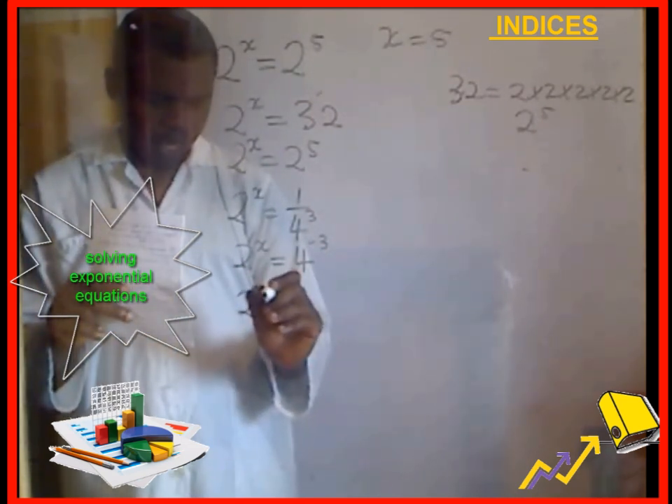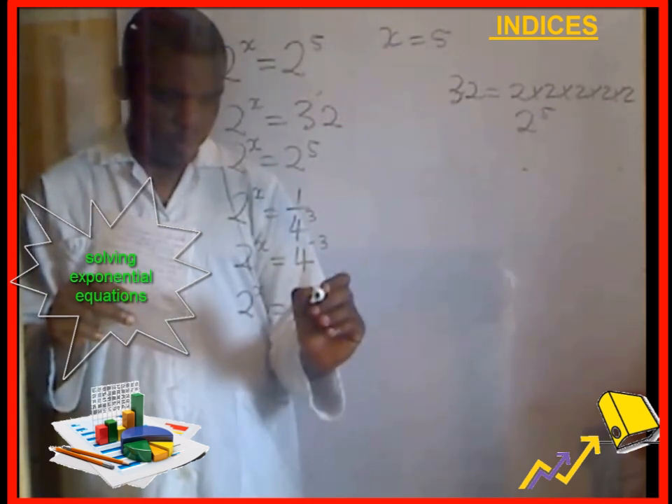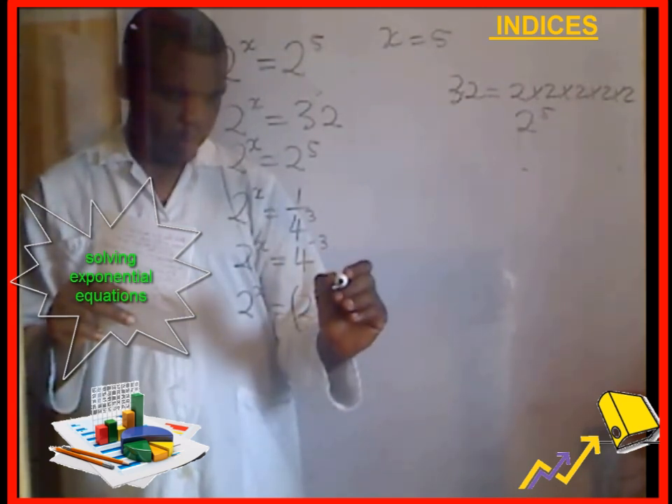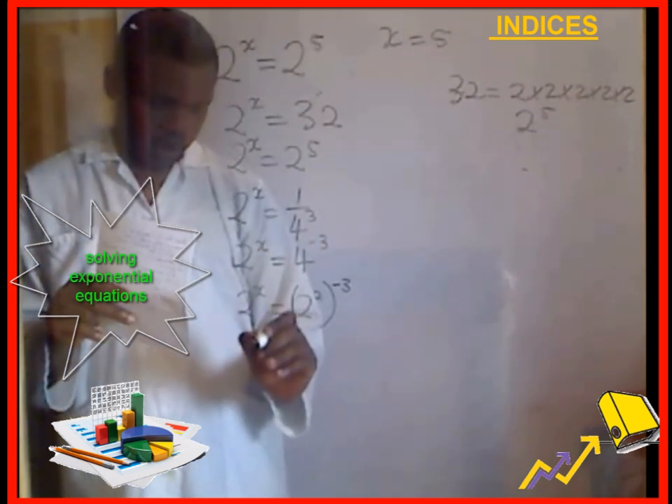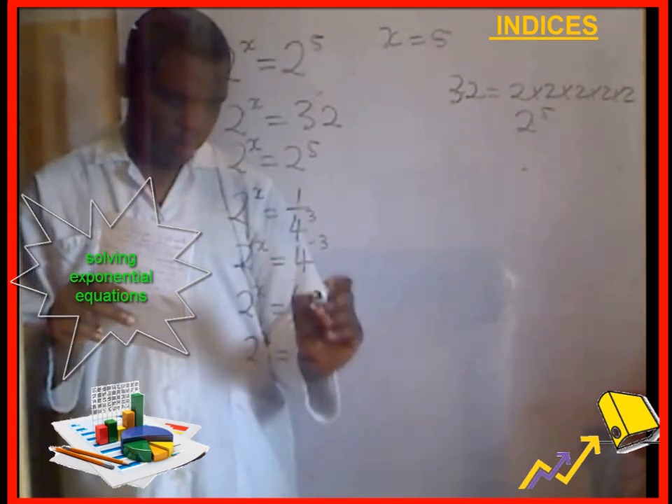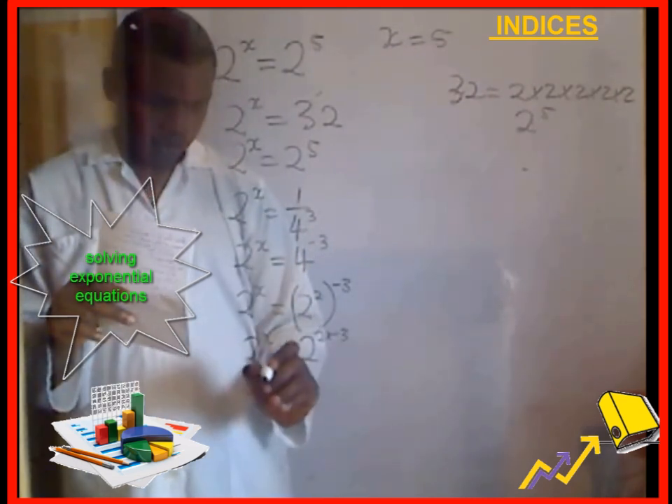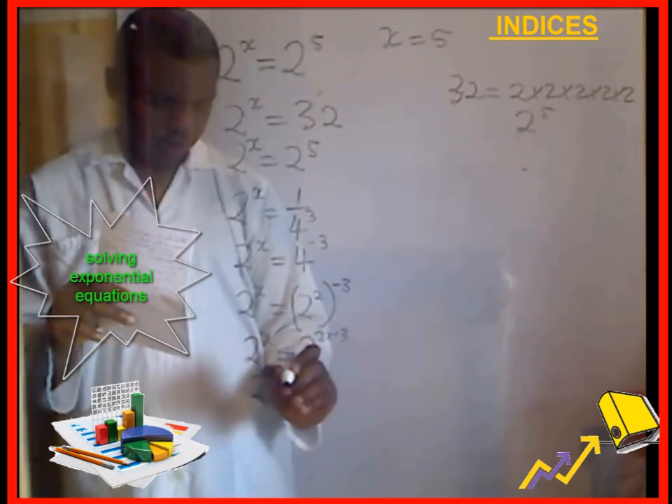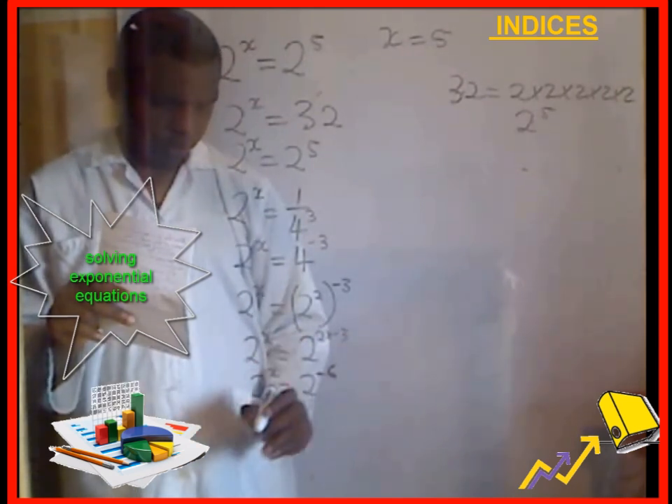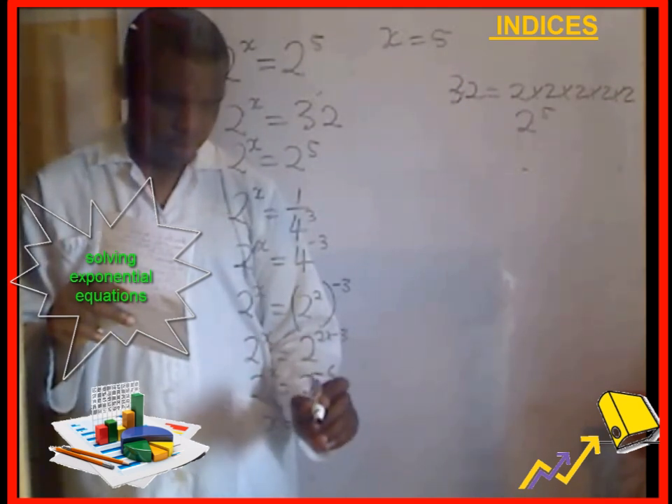2 raised to the power x will be equal to, what is 4? 4 is 2 raised to the power 2, all raised to the power minus 3. 2 raised to the power x is equal to 2 raised to the power 2 times minus 3. 2 raised to the power x is equal to 2 raised to the power minus 6. So I'm saying here that x is equal to minus 6.